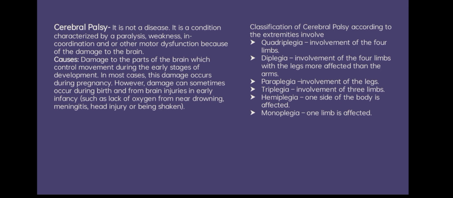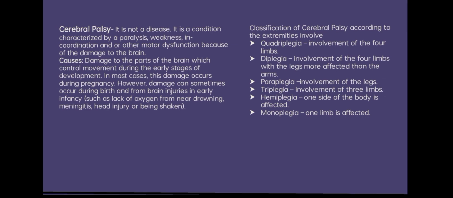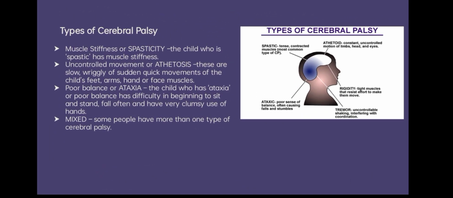Paraplegia, involvement of the legs only. Then, triplegia, so triple, 3 limbs. Hemiplegia, one side of the body is affected. Then, mono, which is only one, monoplegia, one limb is affected. So, these are the classifications of cerebral palsy.